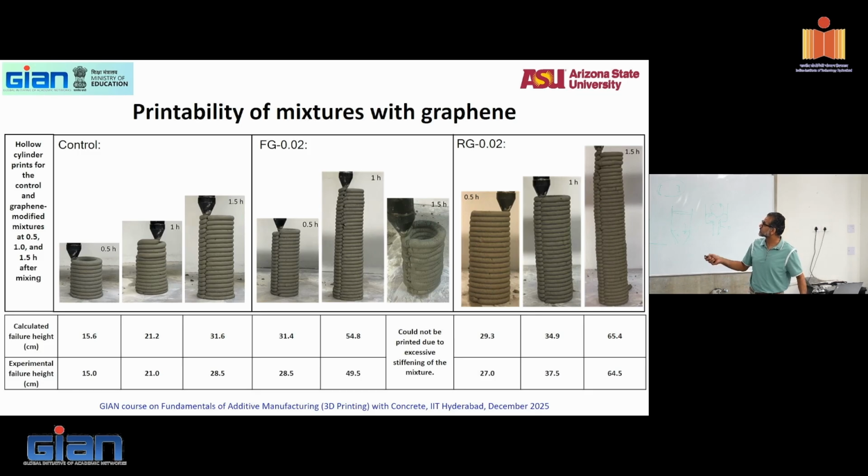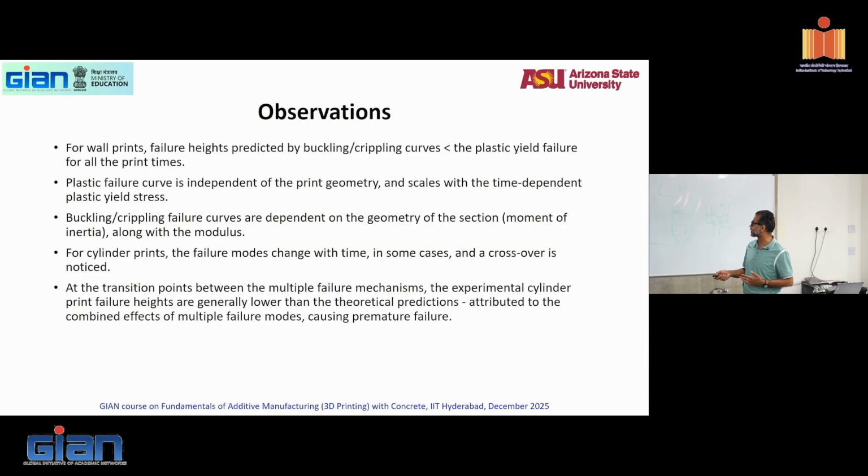So how high? This is again some printing with graphene. Calculated failure height from the models for this control, 1 hour, 1.5 hours, was 31.6. Experimental height was 28.5. For this one it was 54.8 calculated. Experimental was 49.5. So fairly close. You're able to predict how high you can print based on very simple models. So a priori, you can have estimations of buildability, right? So that's one way of doing it.